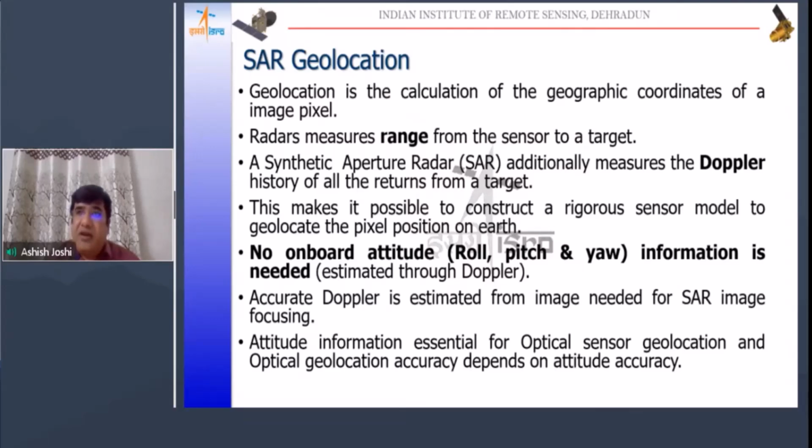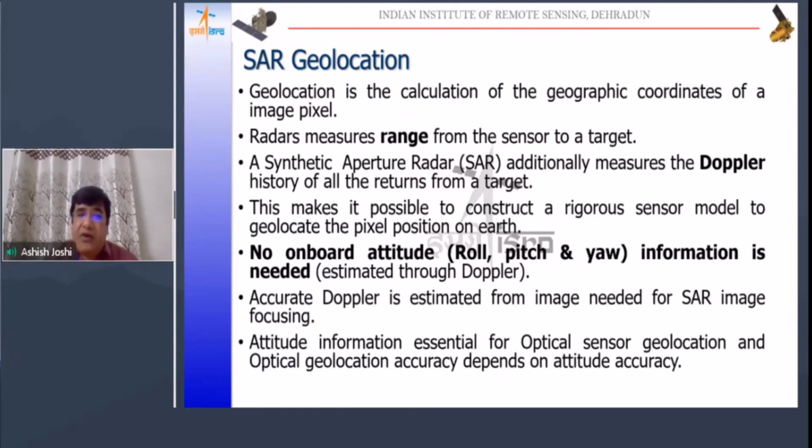So if we want to find the lat long of any pixel, then we have to form one range equation and one Doppler equation. From this range and Doppler equation, we can geolocate any pixel of an image. In SAR, we are not using any roll, pitch, and yaw information for the SAR geolocation, because it is estimated through the Doppler, because we are estimating the Doppler from the images. So that Doppler can be used to estimate the roll, pitch, yaw angles through the Doppler equations directly.